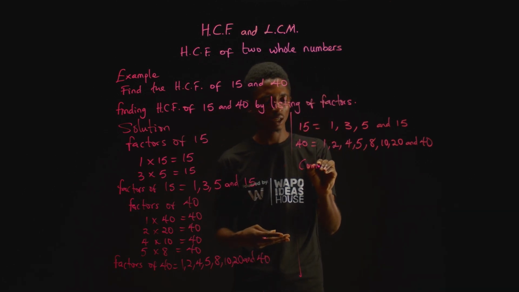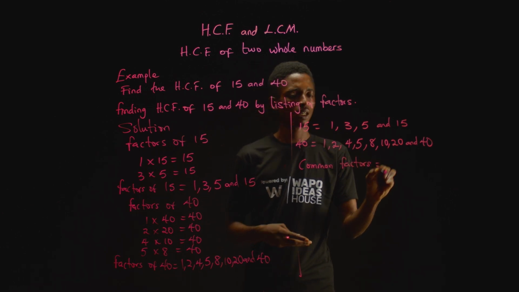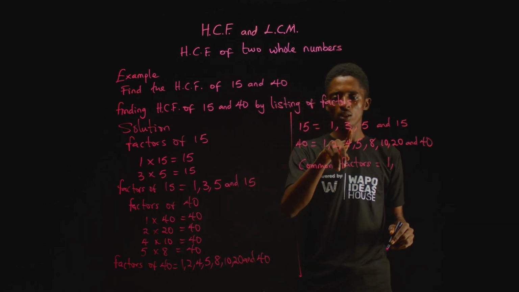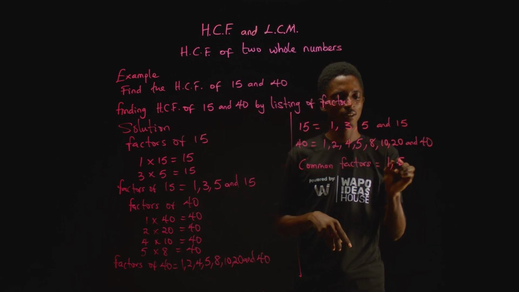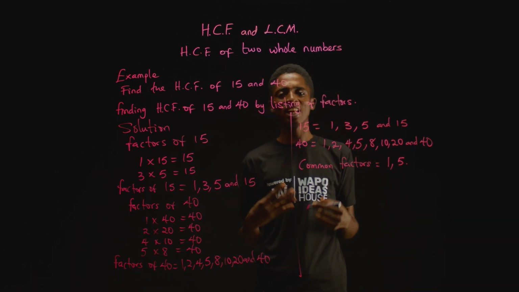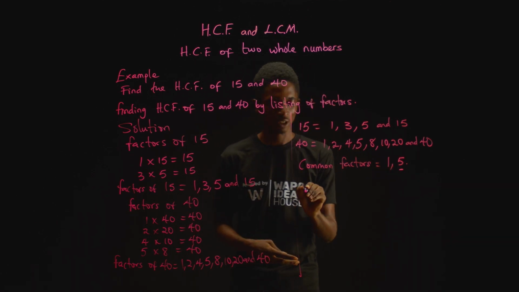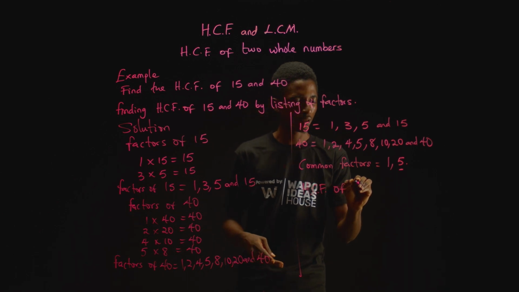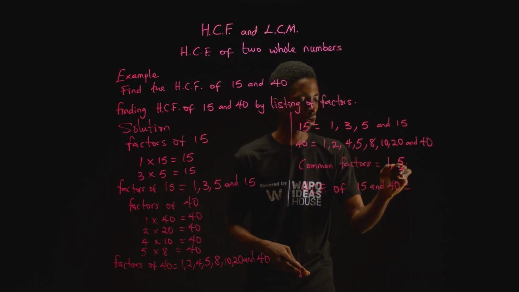Now, when you look at these factors, you will see that the factors that are common, let's list that now. Common factors: we have 1, we have 5. 1 and 5. There are no other common factors. Now, of these two factors that they have in common, which of them is the highest? That would be 5. So that is, HCF of 15 and 40 equals 5.